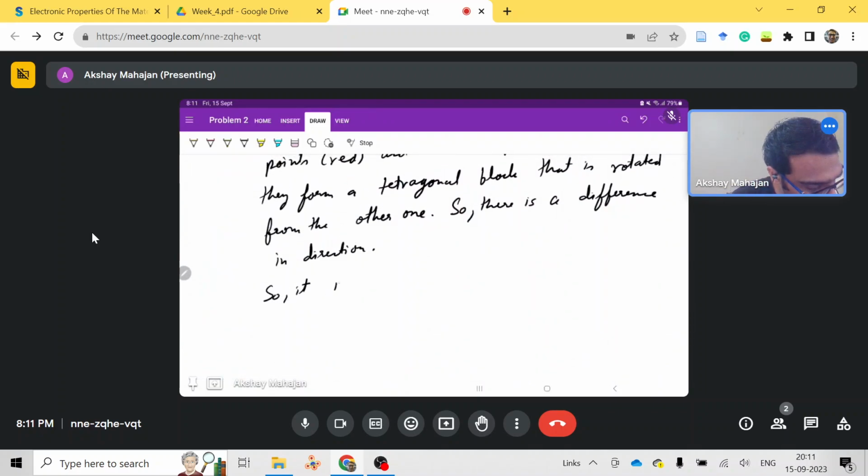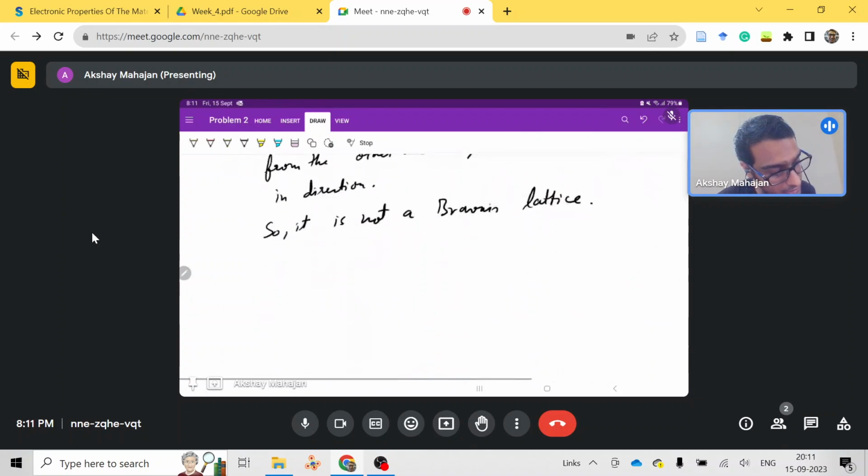It is not a Bravais lattice. Okay, this one is not a Bravais lattice.